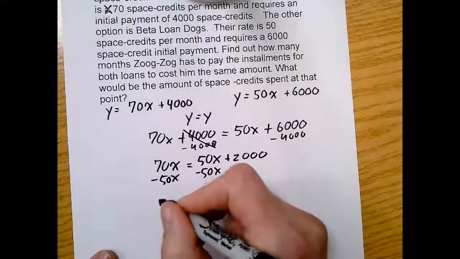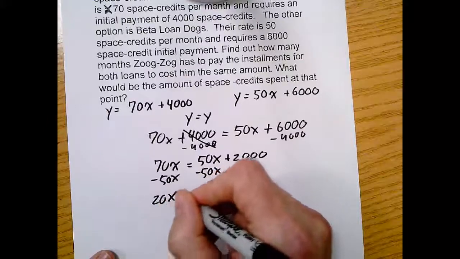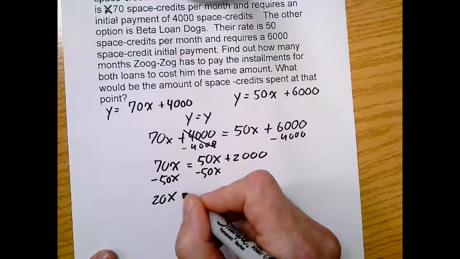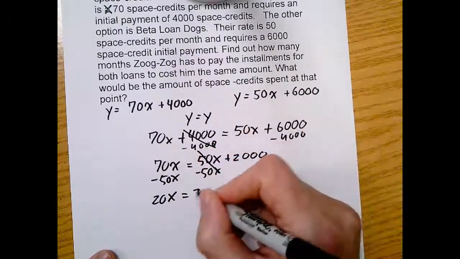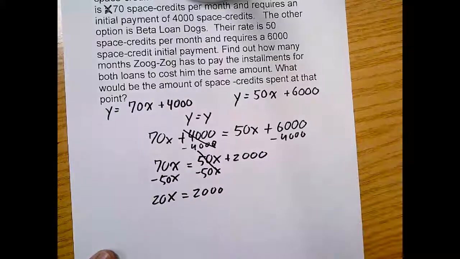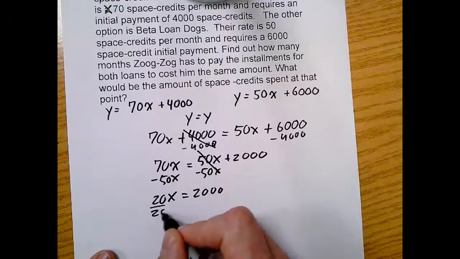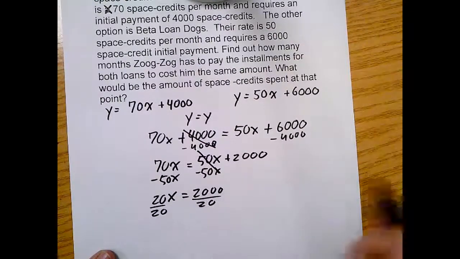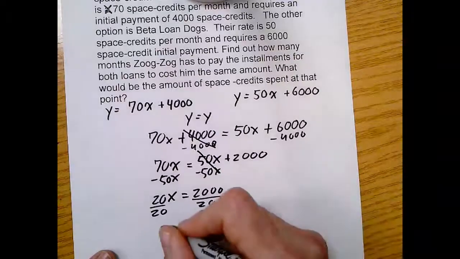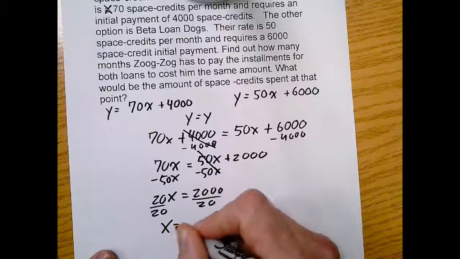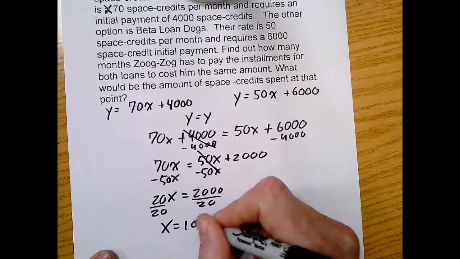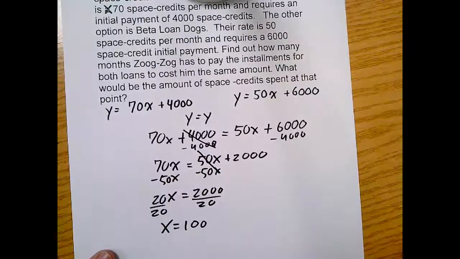Okay, and that's going to give us 20x is equal to, that canceled, 2,000. Well, this is working out nice. No decimals here. Now we just divide both sides by 20, because this says 20 multiplied by x, and the opposite of multiplying by 20 is dividing by 20. And we're going to get x is 100. Nice. So after 100 months, this would all be the same.